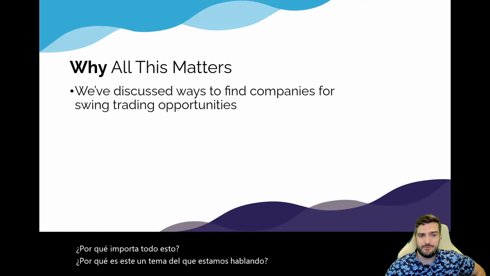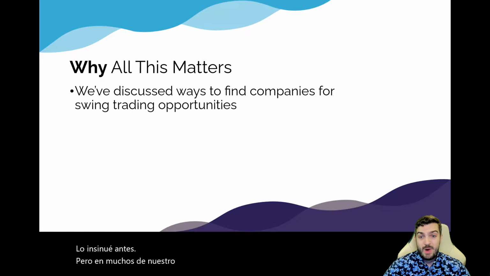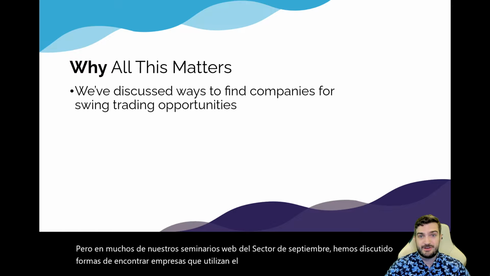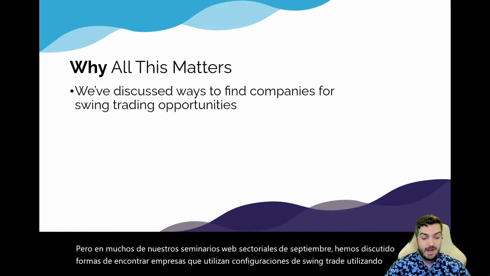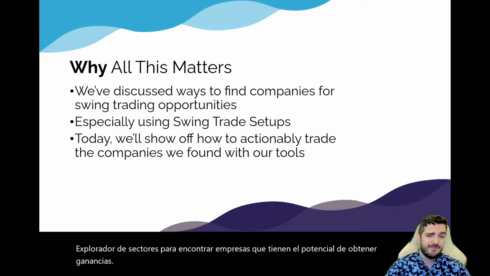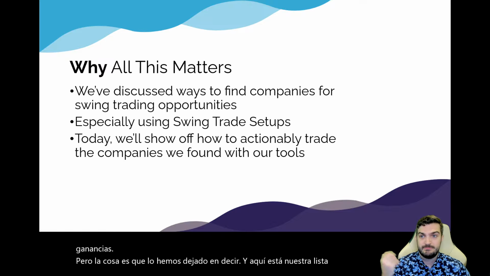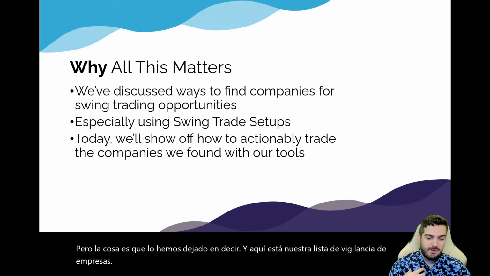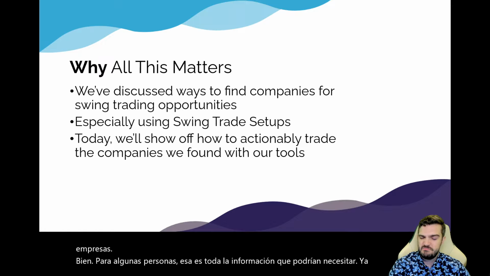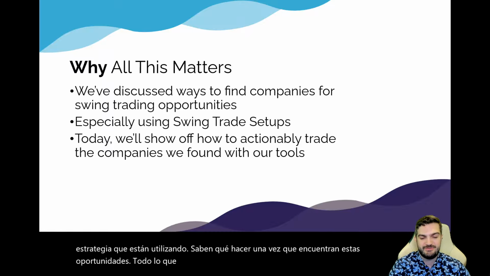Well, I kind of hinted at it before, but in many of our Sector September webinars, we've discussed ways to find companies using swing trade setups, using the Sector Explorer to find companies who have the potential for profits. But the thing is, we've left it at saying, and here's our watch list of companies. Great. For some people, that's all the information that they might need. They've already got a strategy that they're using. They know what to do once they find these opportunities. All they wanted was more information on how to find those opportunities.